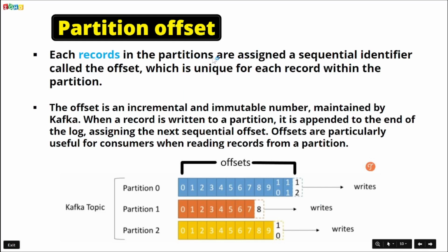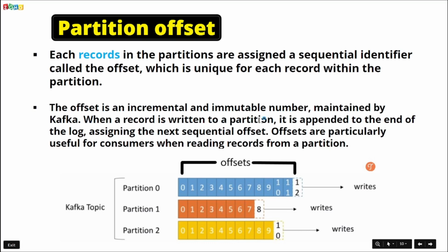Now let's understand the partition offset. Each record in the partition is assigned a sequential identifier called the offset, which is unique for each record within the partition. So in this diagram we can see there is a Kafka topic, and for this topic there are three partitions. This is how the partition holds the actual data, and this particular portion is called the offset. The offset is an incremental and immutable number maintained by Kafka.